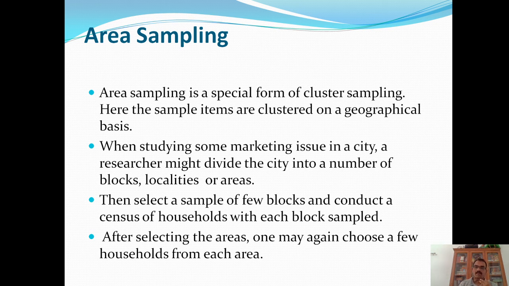When studying some marketing issue in a city, a researcher might divide the city into a number of blocks, localities or areas. Then select a sample of a few blocks and conduct a census of the households within each block sampled. After selecting the areas, one may again choose a few households from each area.